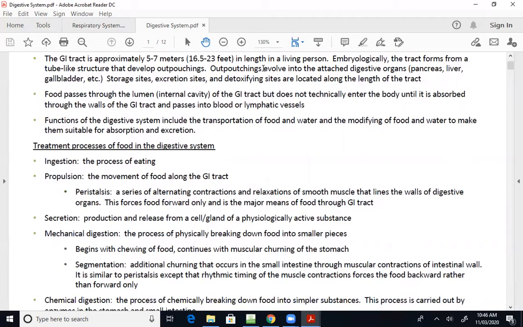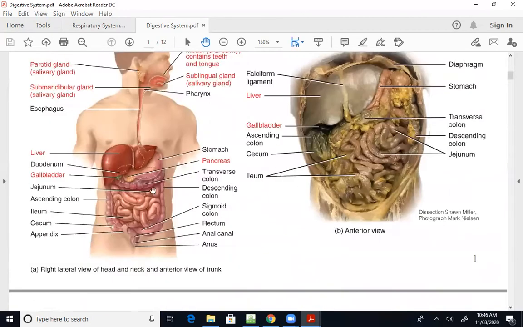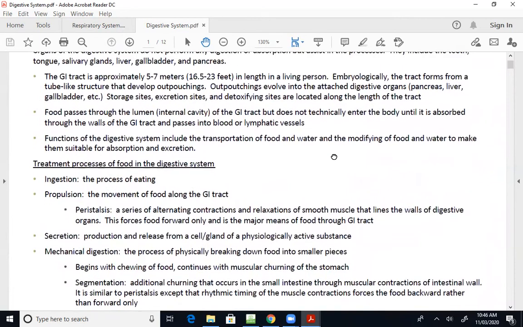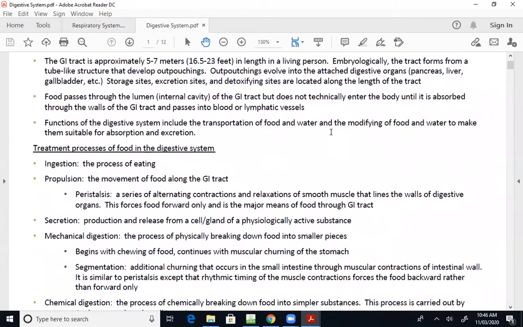Obviously we're not 16.5 feet to 23 feet in height, which is important to note that there's a lot of twisting and turning, especially within the small intestine. Here we can see cadaver's belly, where all the small intestine is. There's some twisting and turning with the large intestine, but your small intestine is by far and away the longest portion of the tract.